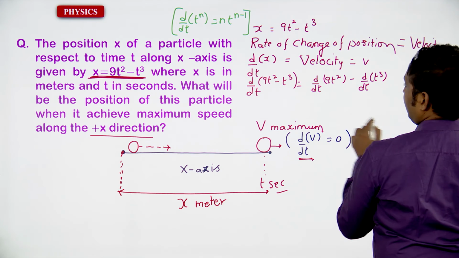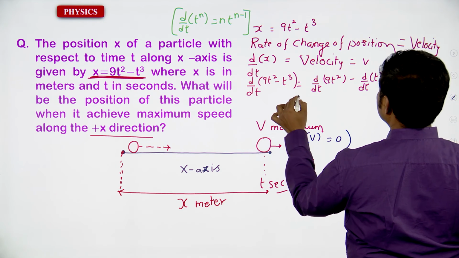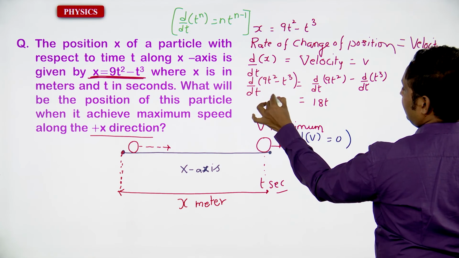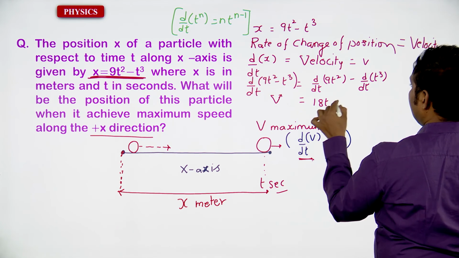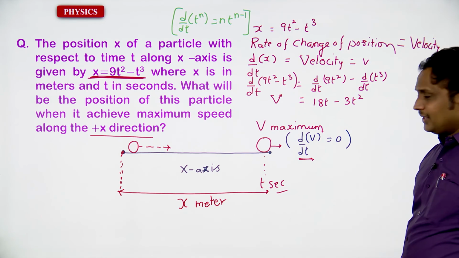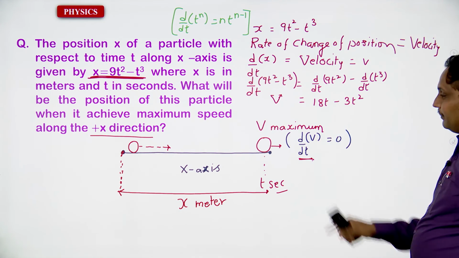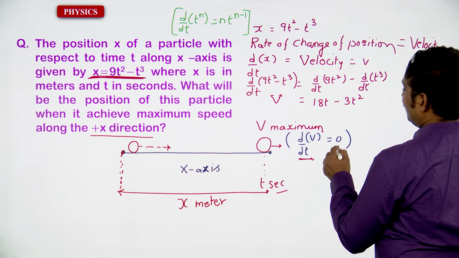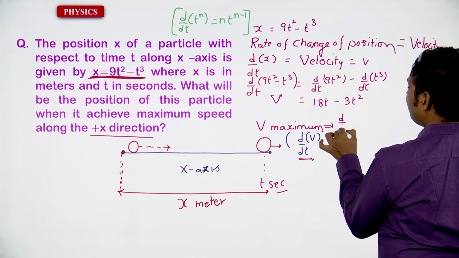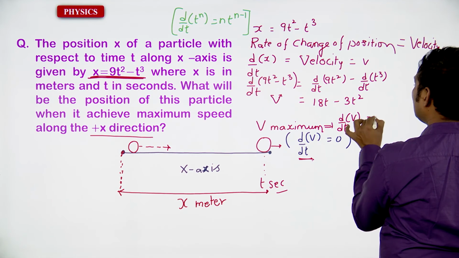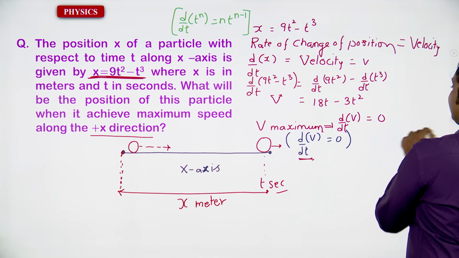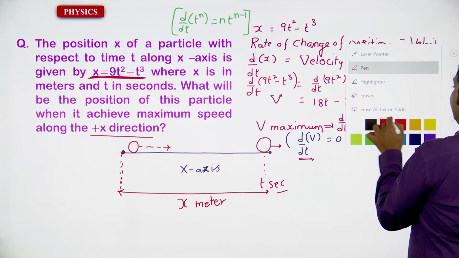Here what we write down is 18t, let us assume it's v, minus 3t square. V is maximum. What happened? You have to take that v is maximum, which implies d by dt of v is equal to 0. It's going to be identified. You have to verify that.